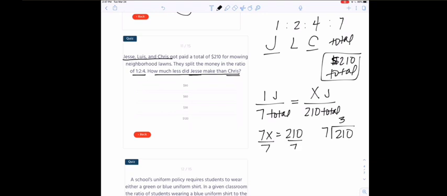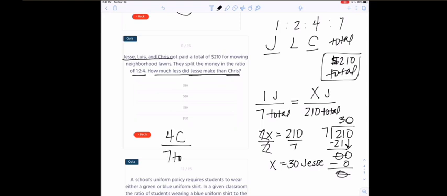So 7 goes into 21 3 times. I just want to remind you, I'm dividing by 7 to isolate the x. 7 times 3 is 21. 21 minus 21 is 0. But I still have another 0 to bring down. So 7 goes into 0 0 times. And now I'm done. So how much did Jesse make? $30.